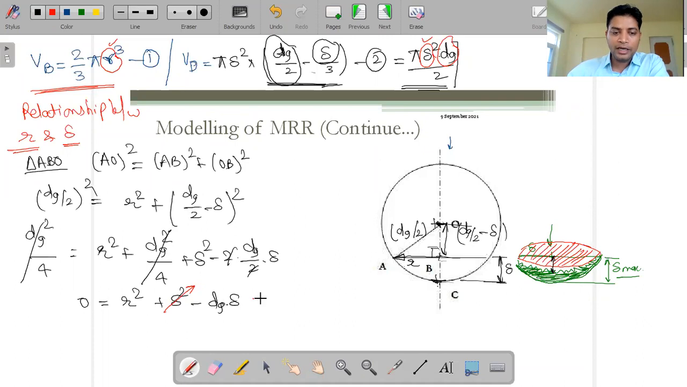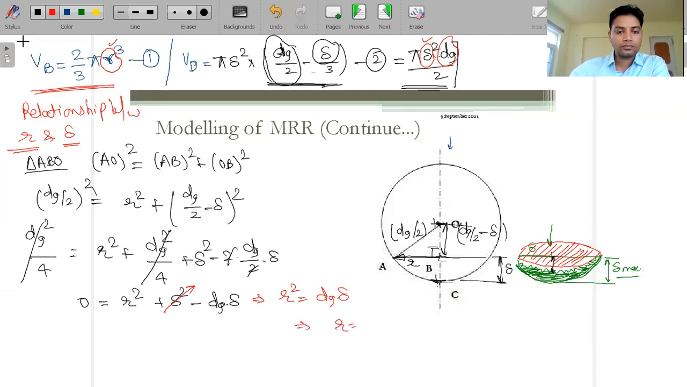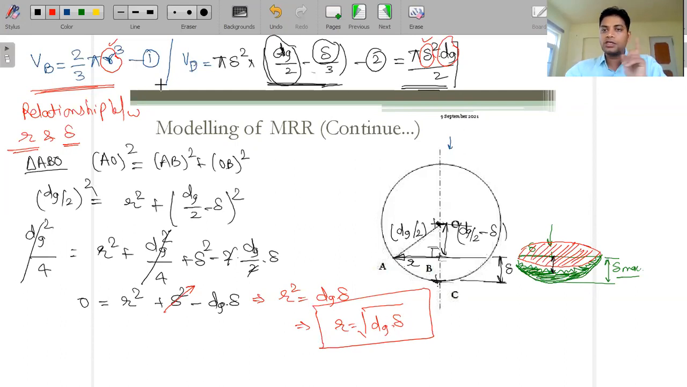If we eliminate it, from this equation we get r square equals dg into delta, and from here r equals the square root of dg into delta. This is the relationship between r and delta. This was equation number 1, this was equation number 2, and now I'm keeping this one as equation number 3.